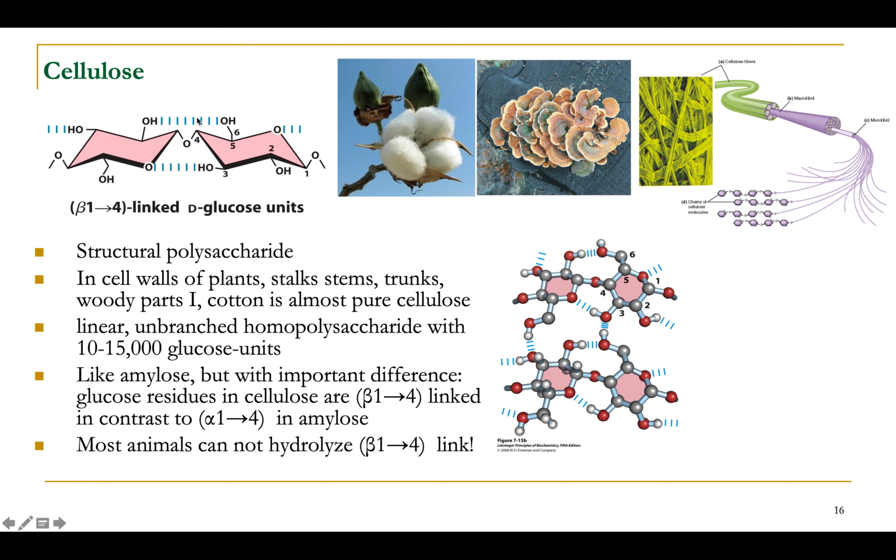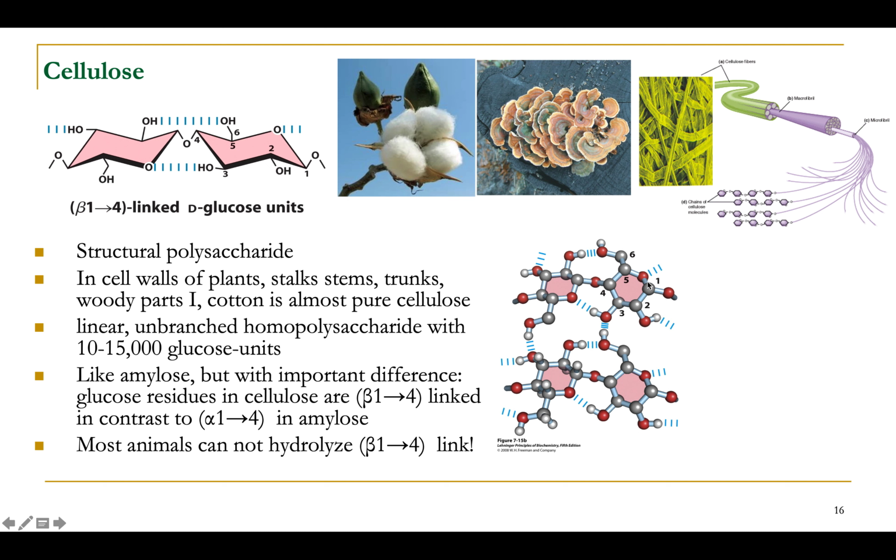While starch and glycogen can be easily degraded to glucose by alpha amylases in a number of organisms, including our body, there are very few organisms that are equipped with enzymes to degrade the beta 1 to 4 glycosidic bond linking glucose residues. Because of that, there are very few animals which can be fed with cellulose as a food source.